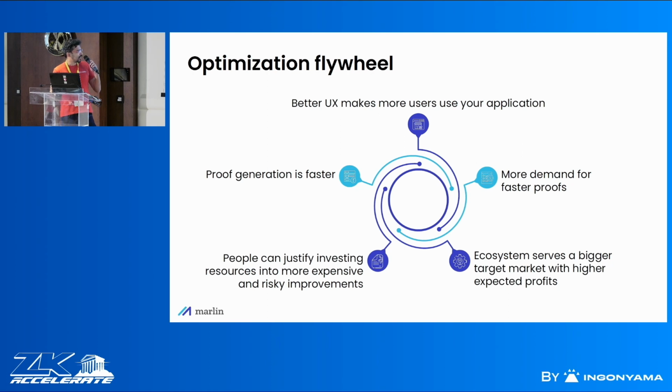So let's look at how optimization actually works in the real world, right? You essentially have a positive feedback loop. So hopefully you have some demand from your users for faster proofs. Your ecosystem now gets to serve a bigger target market for the proofs, with higher expected profits because you have a bigger market. And what that means is now people can justify investing into more risky improvements, like for example, maybe an ASIC or an FPGA for your proof system. And hopefully that makes your proof system faster, and that hopefully gets more users into your application, and round we go, right?